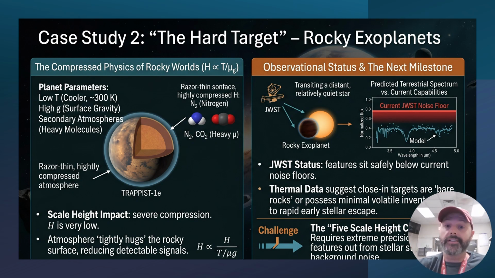So now we face a hard target, rocky exoplanets. Like I was saying before, it is much harder to detect their atmospheres. There is a high surface gravity and cooler temperatures that compress the atmosphere, making the scale heights very small. So the challenge is the 5 scale height barrier, where we need extreme precision to extract those tiny signals from the stellar noise. So we are extracting a very tiny signal from a very noisy sun, so it is very difficult to detect.